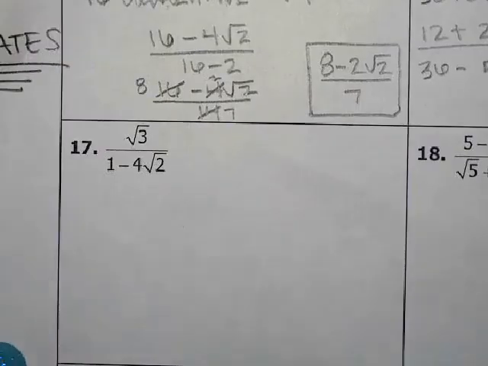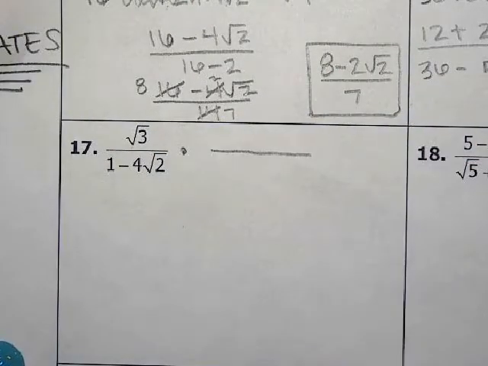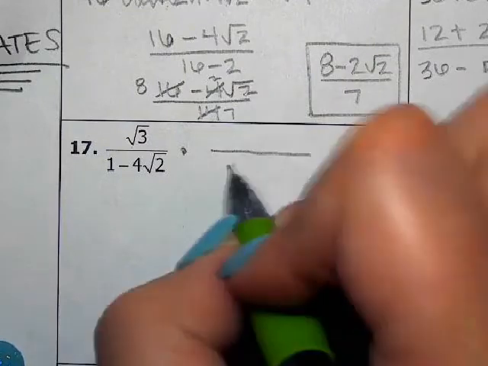All right, we're going to multiply by 1. And the one that we're going to multiply is the conjugate. The conjugate is the same as the bottom, just the opposite sign.